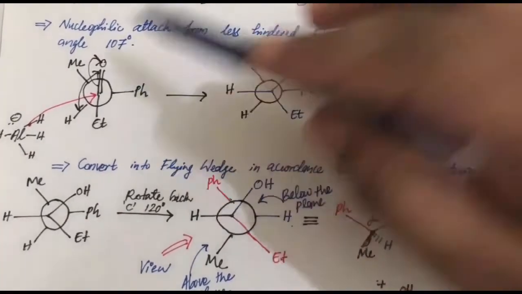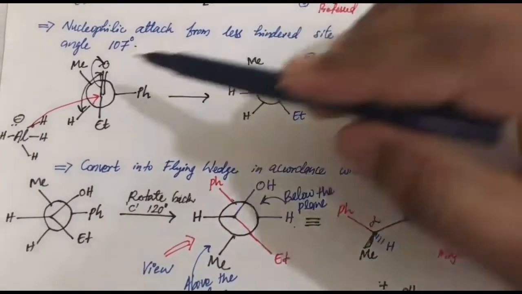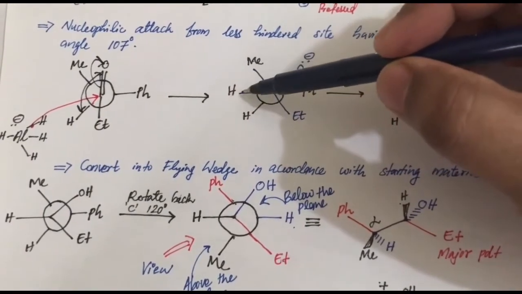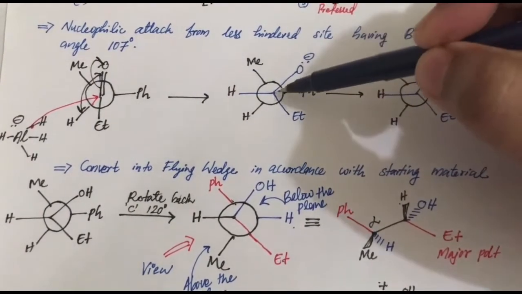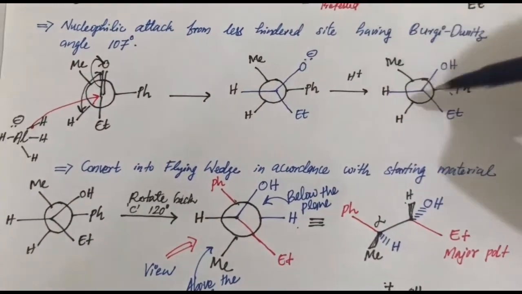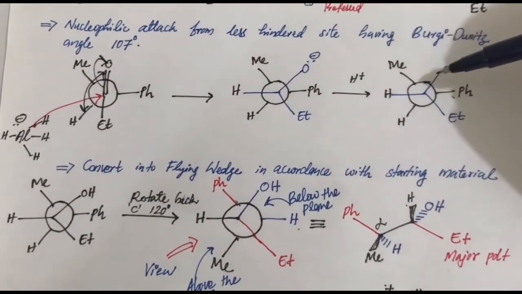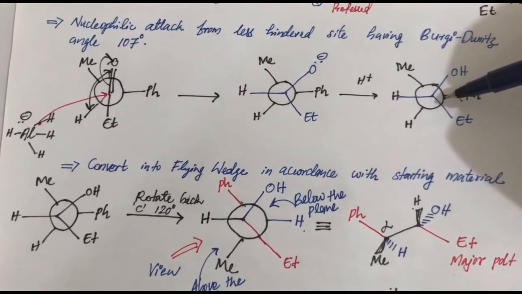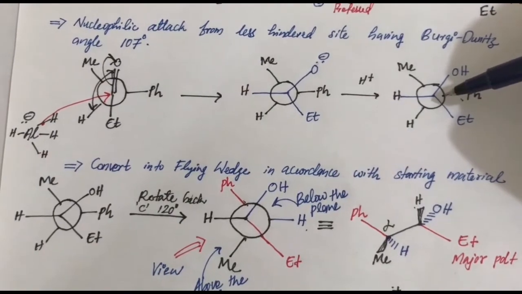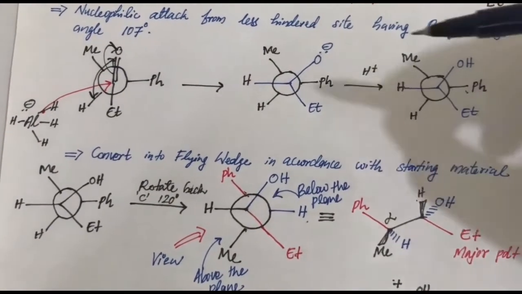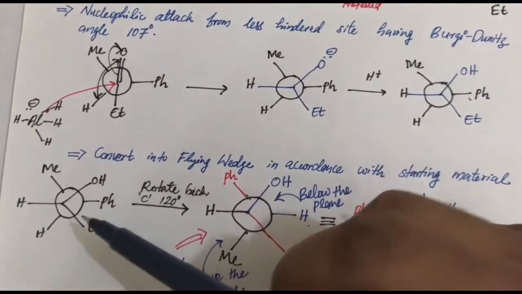There is no change in the back carbon, Me, Ph. Now this is our incoming nucleophile hydrogen, and O minus Et. Now on protonation we will end up with this structure. This is our product. But we want to obtain this product in flying wedge. That is very important. So how can we convert this to the preferred flying wedge structure? So this is our product.